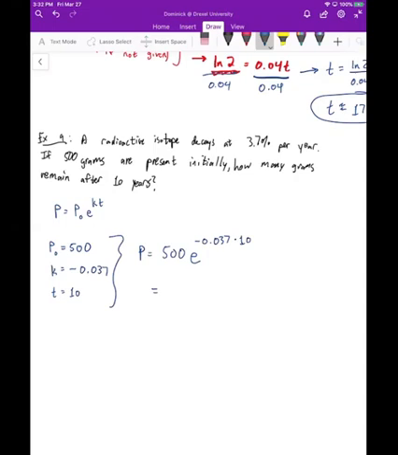If we do this in the calculator, we're going to get 500 times e to the negative 0.037, and then I need to multiply that by 10. That will give me that P after 10 years is 345.3672. And of course, this is in grams. All right, so that's just another application of our growth and decay formula.